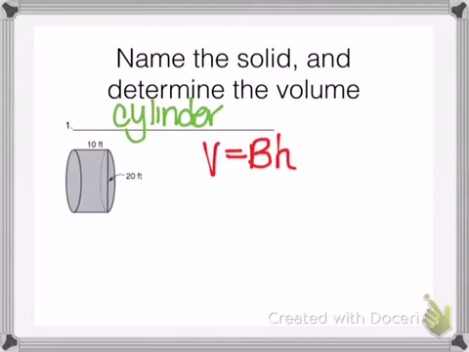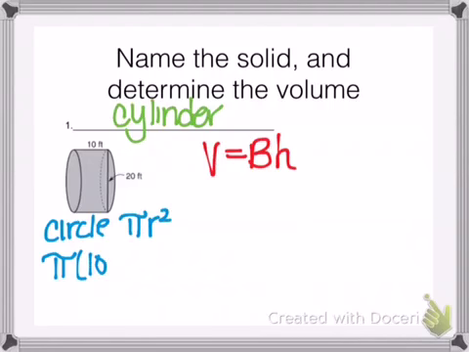So in order to find the volume, I need to know the area of the base, which is a circle. And I know the formula is pi r squared for the area of a circle. So I would say the area of the base is pi times 10 squared, because half of 20 is 10. So that would tell me my area of my base is 100 pi.